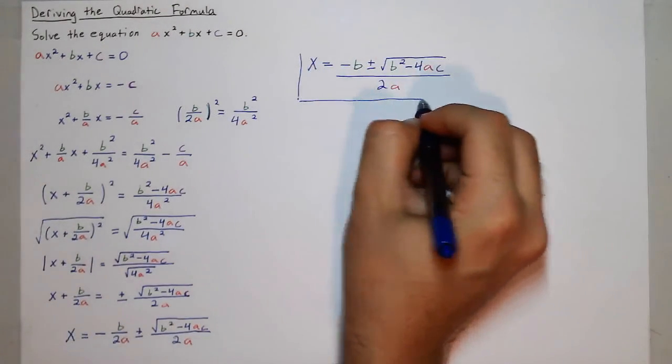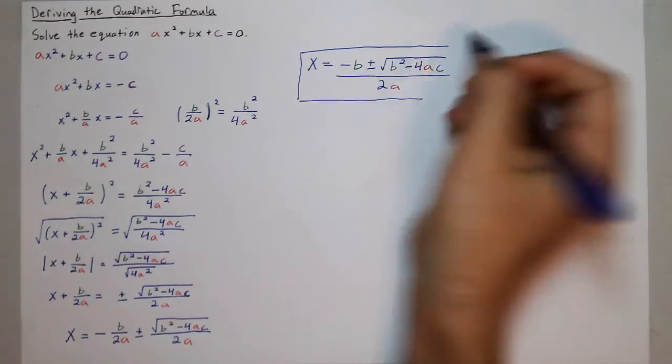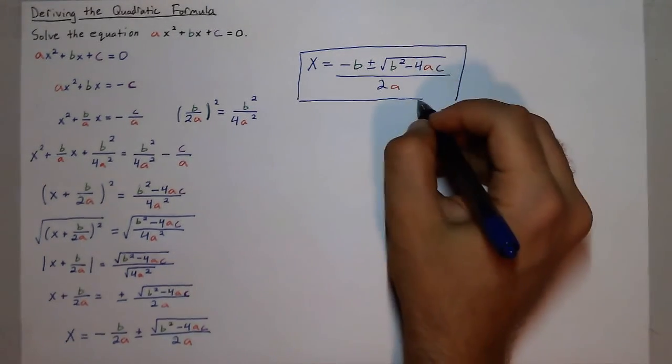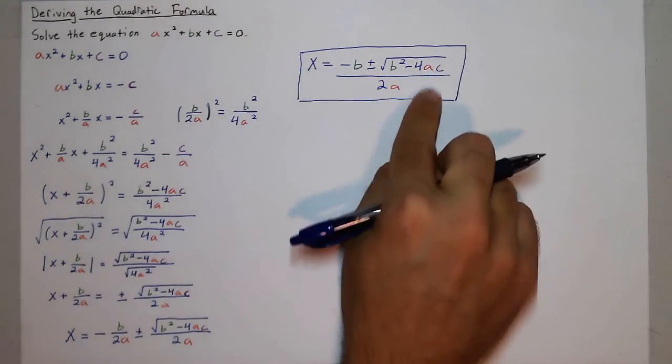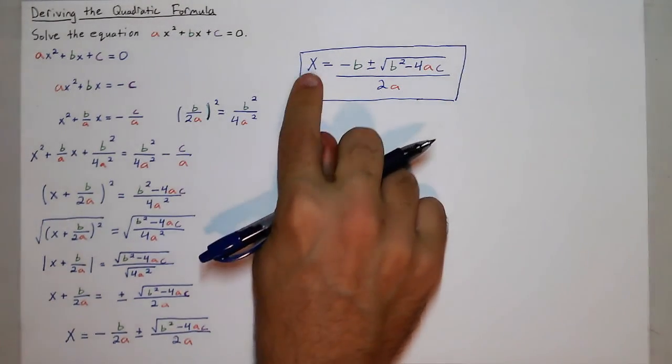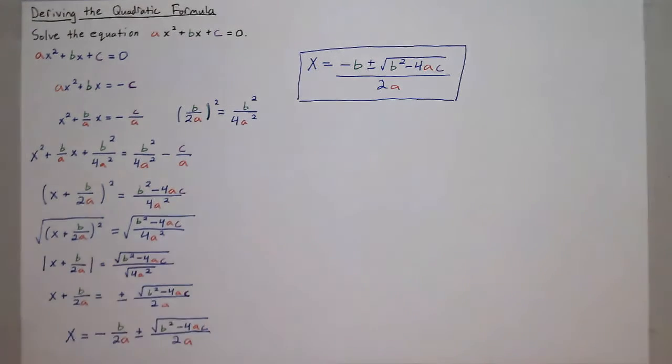Because now I've basically solved every quadratic equation since a, b, and c can be any value. And I can plug those into this formula and it'll give me the two solutions that x would equal. And that is how you derive the quadratic formula.